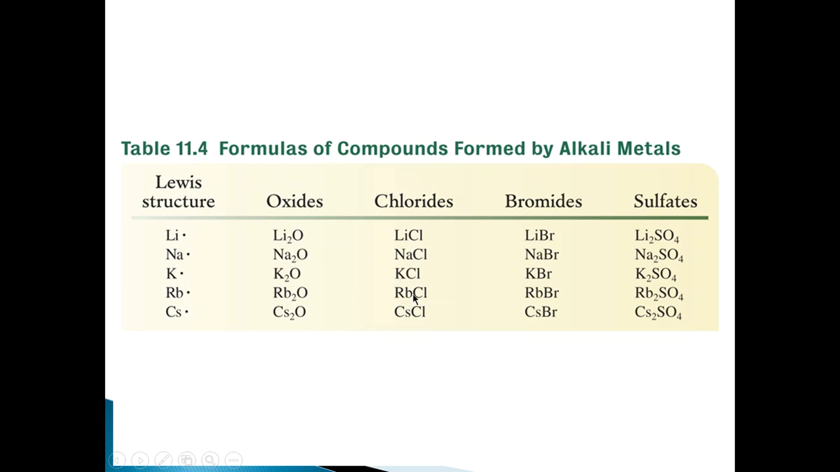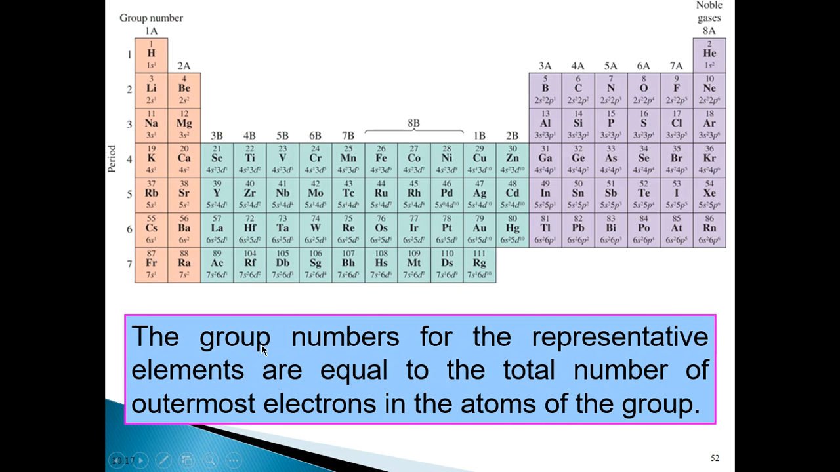You see a similar pattern when it comes to the chlorides. You see a similar pattern when it comes to the bromides, and also with the sulfates, all right? So the point here is that elements belonging to the same group tend to form similar compounds in terms of their formulas and makeup, all right?